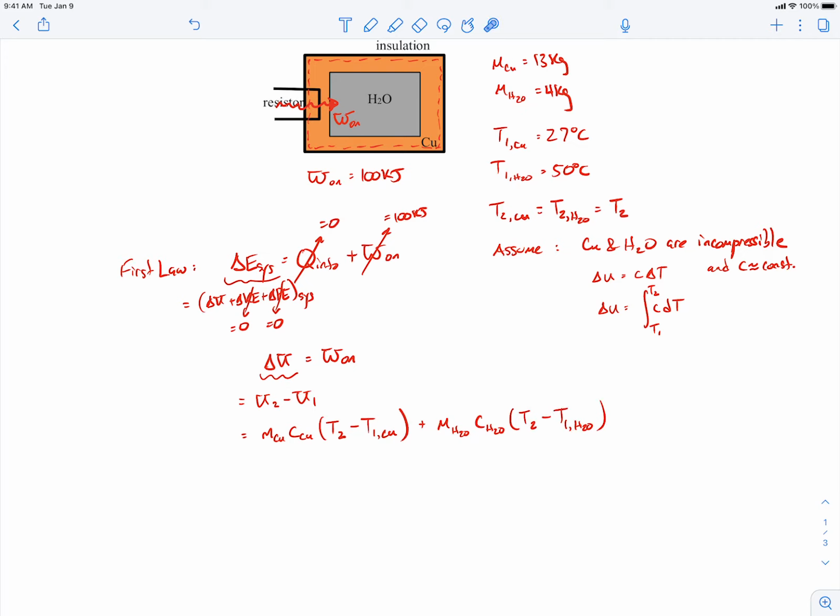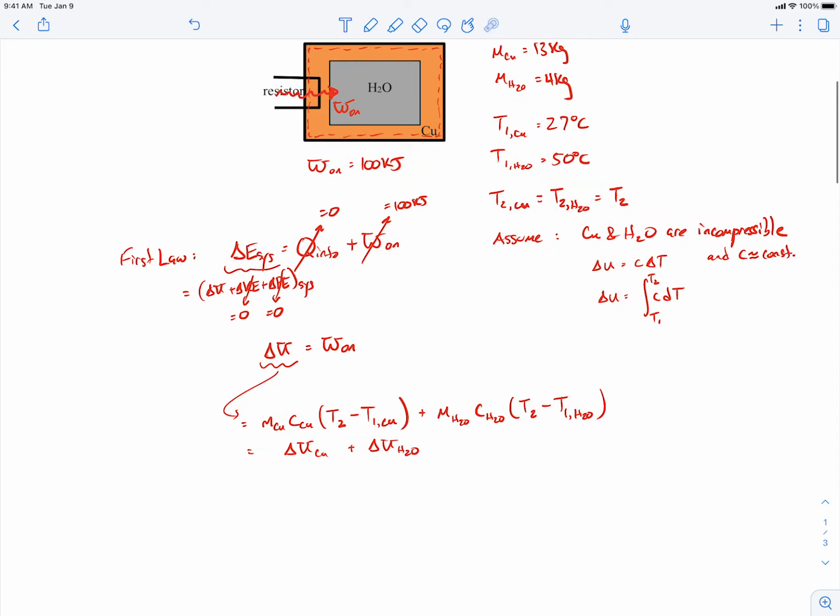Okay, so this is the change in internal energy for the copper, and this is the change in the internal energy for the water. So that gives me the total change in internal energy. Okay, in fact, let me make that more explicit. Let me write it this way. So this is equal to that, which is just the change in the internal energy of the copper plus the change in the internal energy of the water. Okay, so that's the way I've written it down. And just remember, T2 is the same for both the copper and the water.